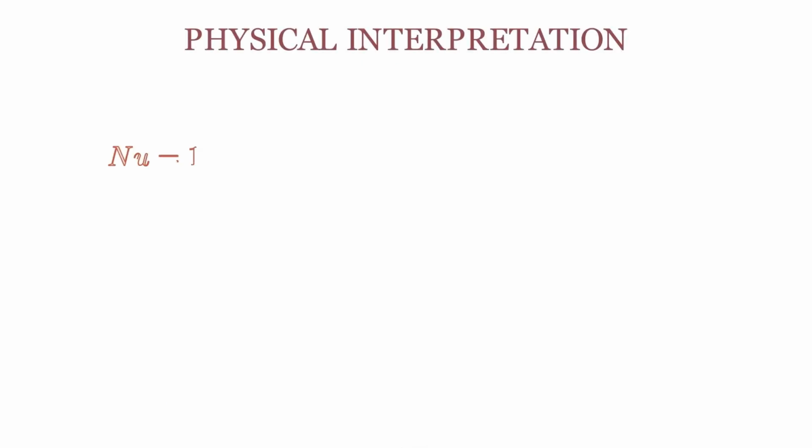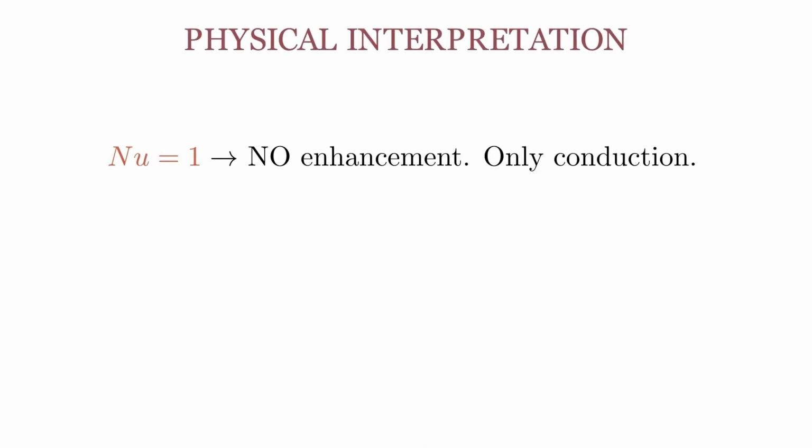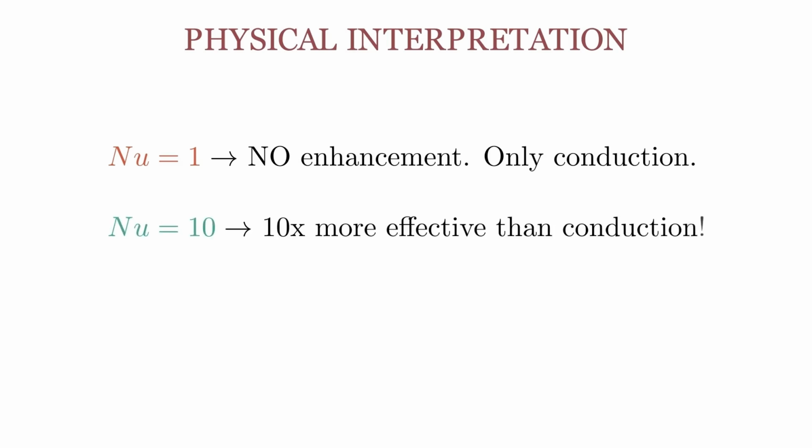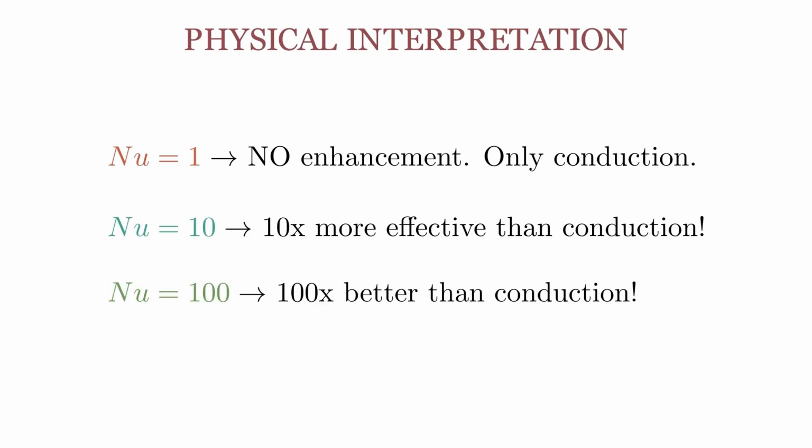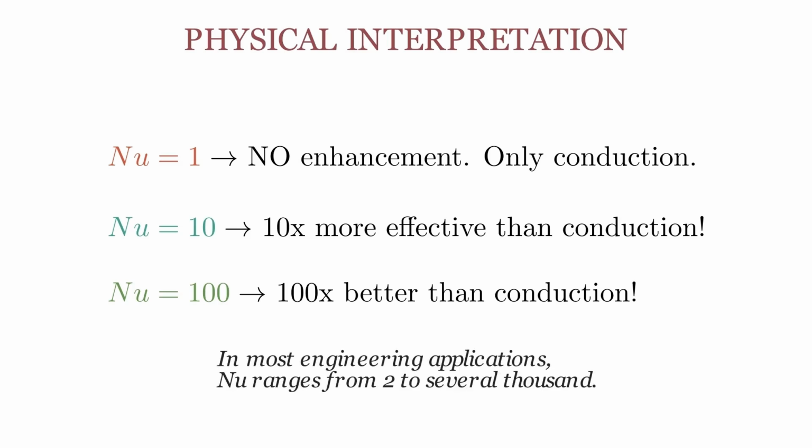Physical interpretation: Nu equals 1, convection provides no enhancement, only conduction is happening. Nu equals 10, convection is transferring heat 10 times more effectively than pure conduction. Nu equals 100, convection is 100 times better than conduction. In most industrial applications, Nu ranges from 2 to several thousand.